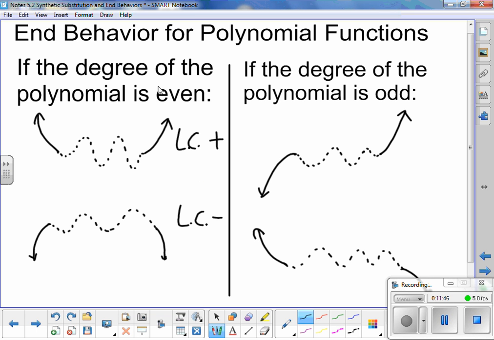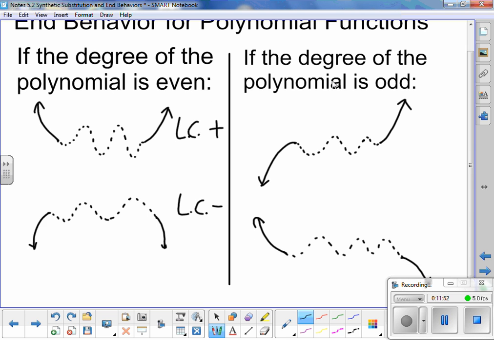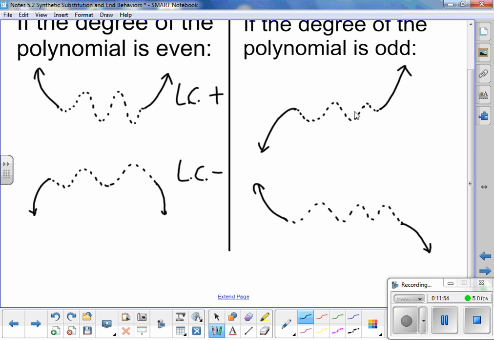So even power, positive, up both sides. Even power, negative, down both sides. If the degree of the polynomial is odd, look at the leading coefficient again. If the leading coefficient is positive, then the left side goes down, right side goes up. So left side down, right side up. If the leading coefficient here is negative, then the left side will go up and the right side will go down.